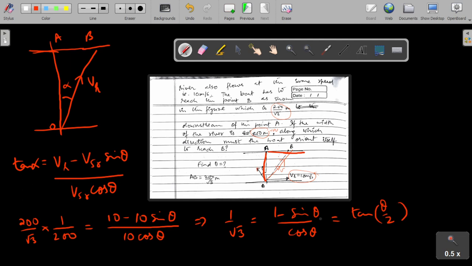Let us do it. Yes, 1 minus sine theta upon cos theta, what should be the value of theta? So theta can be simply 30 degree, right? We can guess theta. If theta is 30 degree, then cos 30 would be root 3 by 2. Sin 30 would be half. That would be cancelling out and we would be getting this angle.